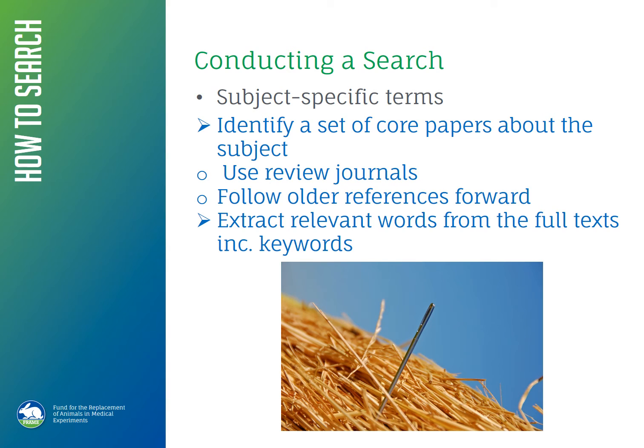So when putting together your search strategy, you need to think about subject-specific terms. The best way in which to generate a list of subject-specific terms is to identify a set of core papers about the subject. A good place to start is by looking through some review journals. Once 1 or 2 pertinent reviews have been found, these can be used to identify important papers and important authors in the field. This may result in some older references being listed.